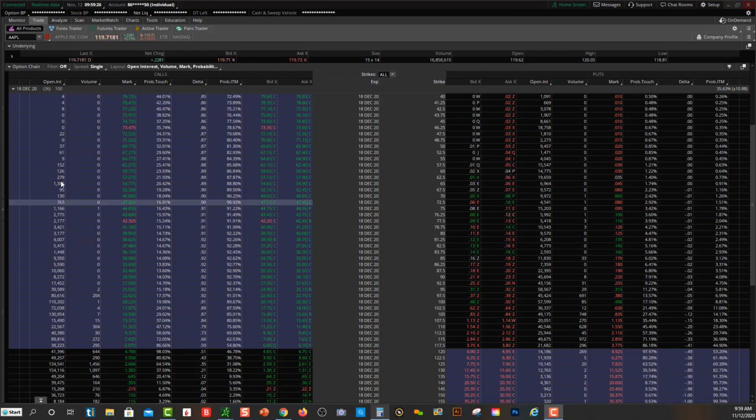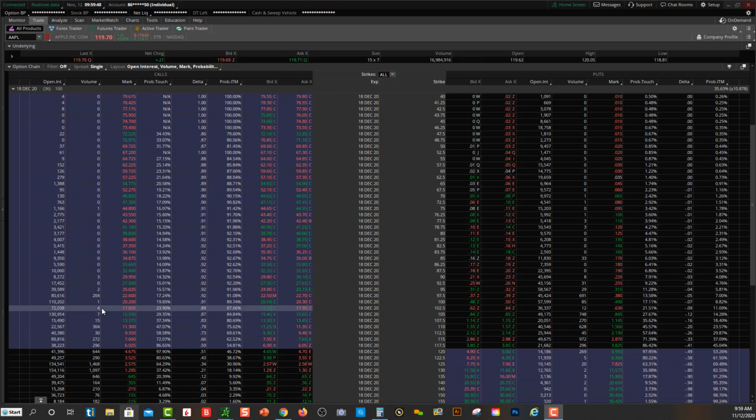So very important: whenever you enter into an options contract, you want to ideally see high open interest. I personally like to see at least 1,000 open interest or more. It doesn't always have to be lots of volume, but just pay attention. If you see huge volume, that might be something to pay attention to.